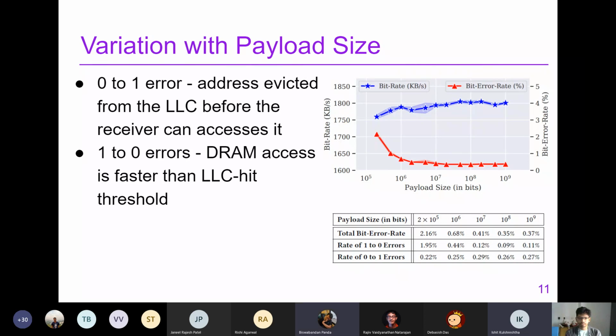Yes, and then I think the threshold that you are using for differentiating between an LLC access and a DRAM access is not a binary threshold. So it may happen that a DRAM access is actually faster, or in terms of the threshold, it's not part of the LLC misses but is in the part of the LLC hits, right?